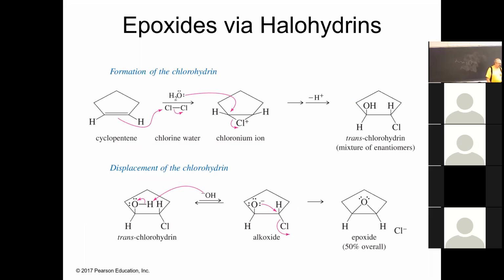And here is an example. So we form the halohydrin, and this works because the OH and the chlorine are trans to each other. So hydroxide removes this proton, we form the anion, which then attacks this carbon and kicks out the chlorine.